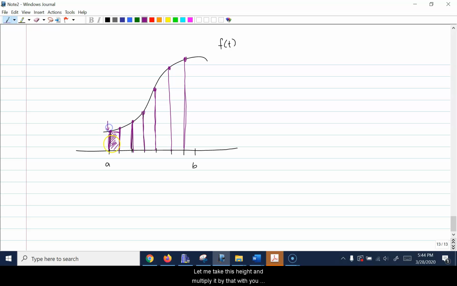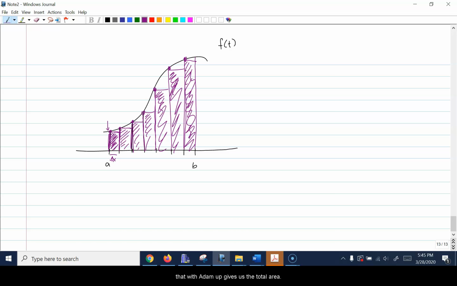When we take this height and multiply it by that width, you end up with the area of this rectangular strip. And then we wound up with the area of this rectangular strip, and this area, and this area, and this area, and this area, and this area. So the Riemann sum we were getting was: take that height, multiply it by that width, add them up, and that gives us the total area. This area is the left-hand Riemann sum.